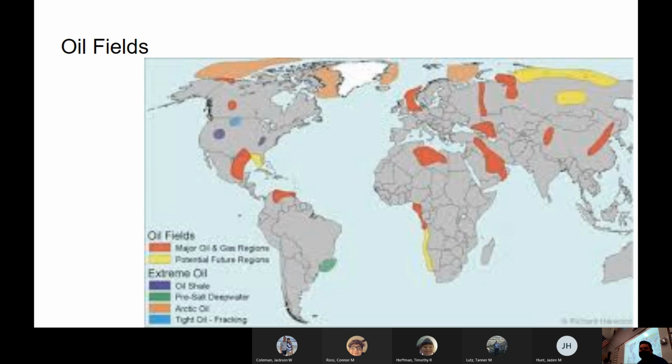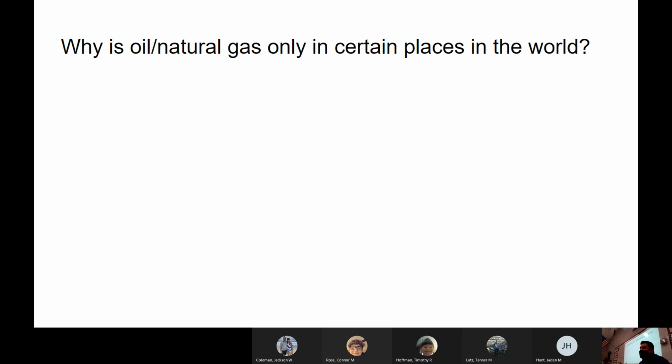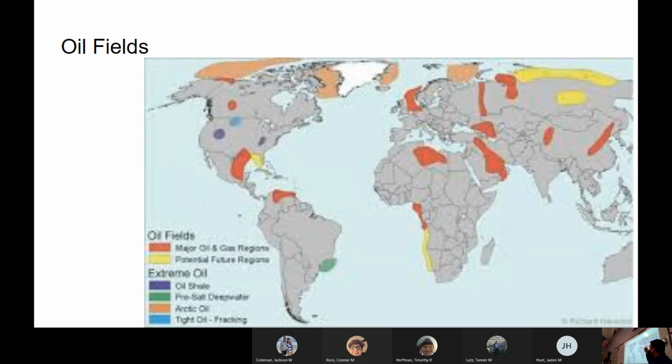All right, so again, why oil and natural gas in certain areas of the world? That's where the ancient oceans used to be. That's where the ancient shallow ocean, where all the animals and plants of the ocean used to be hundreds of millions of years ago.